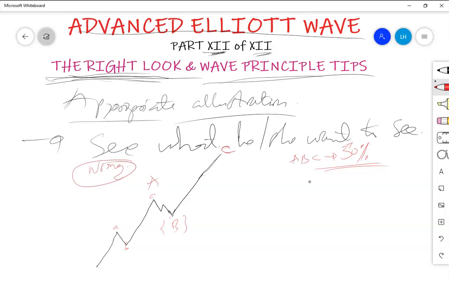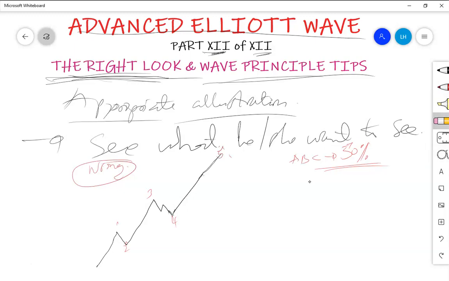So now, if this is not an ABC, we'll go to another idea of labeling. This will be 1, 2, 3. Then I'll give you reasons why this is 1, 2, 3, 4, 5. A correct labeling here will be 1, 2, 3, 4, and finally 5 to the top. So this is the right look.